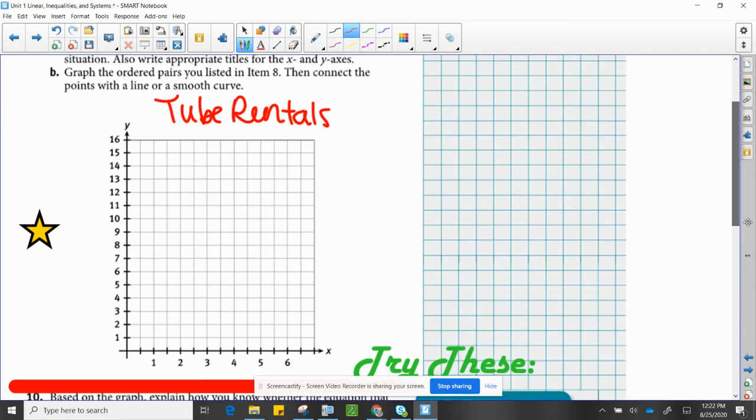And then graph the ordered pairs that we listed in number 8. So go back to your problems on number 8, and then go ahead and plot those points on the graph. Then connect the points with a line or a smooth curve. So take a minute and plot those points. We're going to pause the video here and have you guys do that.